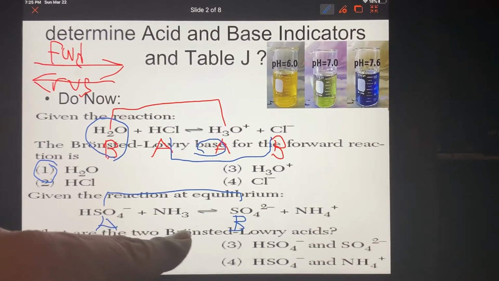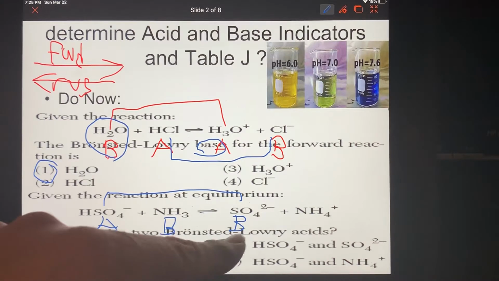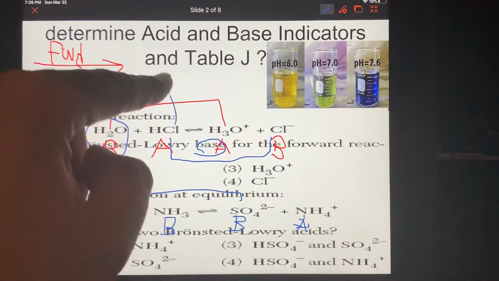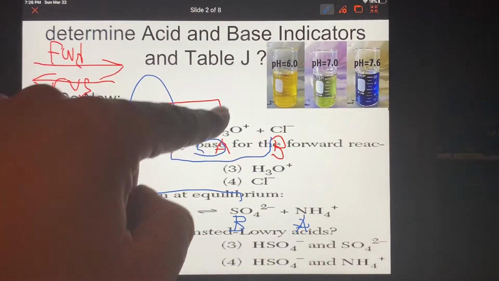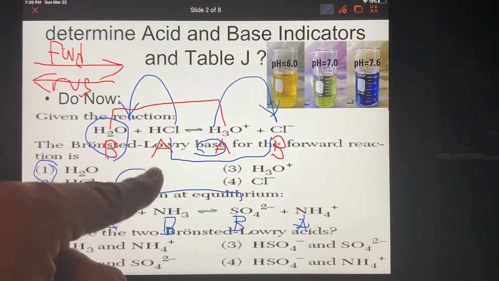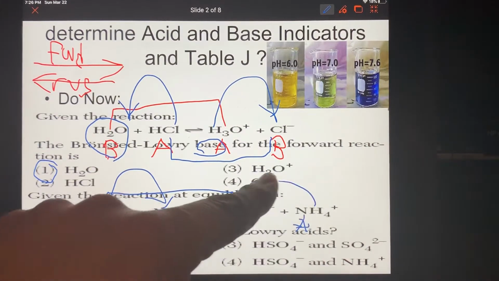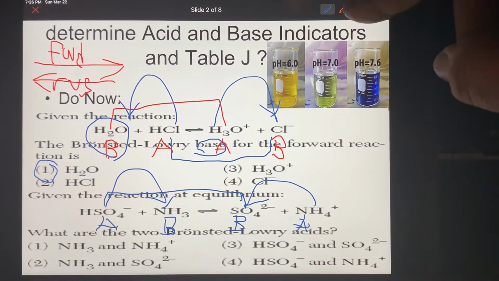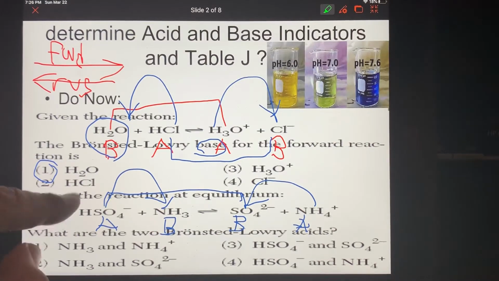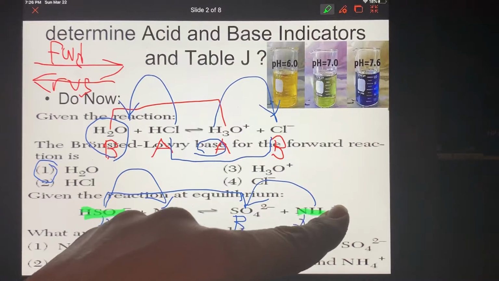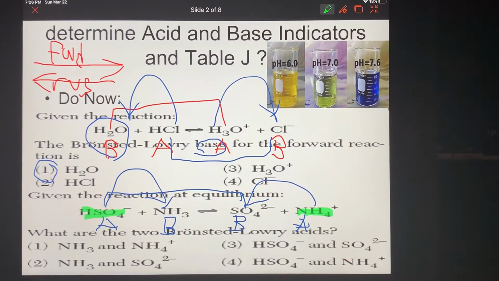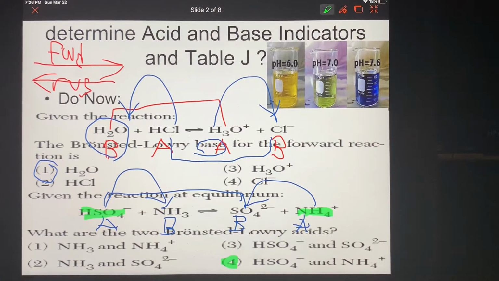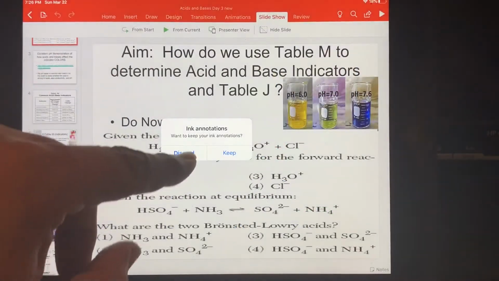Again, if this is an acid, this must be a base. If this is a base, this must be an acid. Now remember, we said acids donate the proton, base accepts, on the same side. Acid donates, base accepts. Acid donates the proton, or H plus, base accepts. So it says, what are the 2 Bronsted-Lowry acids? Well, the Bronsted-Lowry acids are HSO4 and NH4 positive. So where do we see that as an answer? Yes, choice 4. Good. Let's move on to today's work.